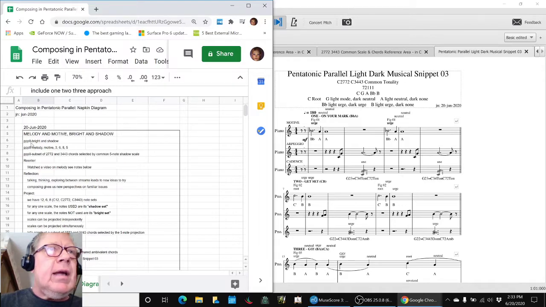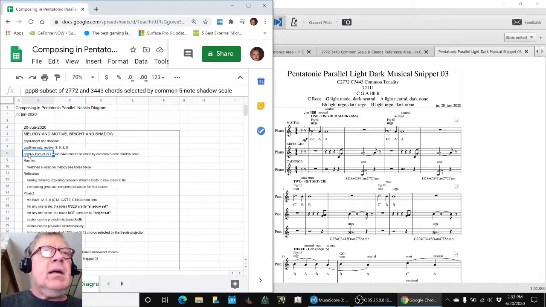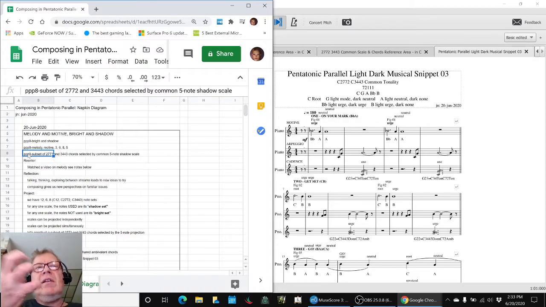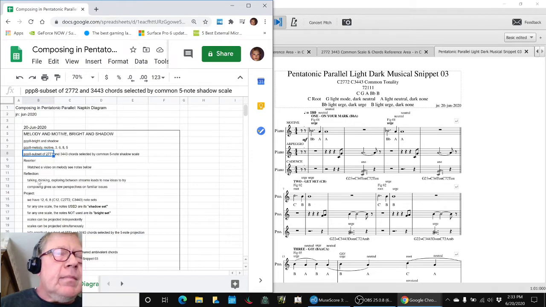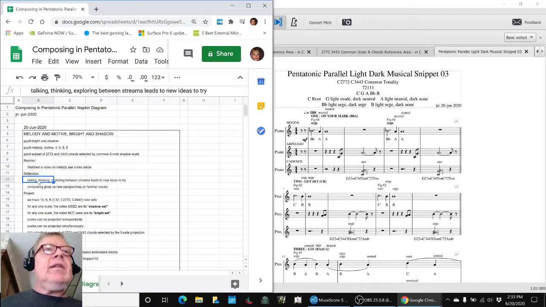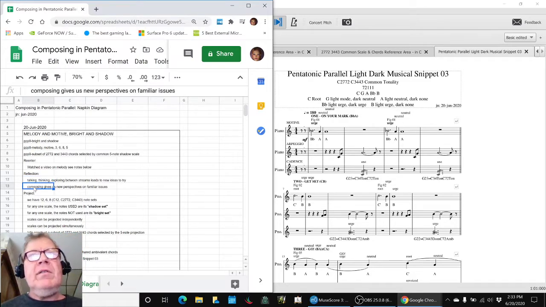The other idea that we came in with was continuing to look at how we combine our 2-7-7-2 and our 3-4-4-3 scales using the metaphor of shadow projection. One of the things we noticed since the last stream is that we were talking to people about this idea. We got more ideas, especially for the visualization. And also, every time we come back to composing, it gives us new perspectives on familiar issues. And I don't mean musical issues either.